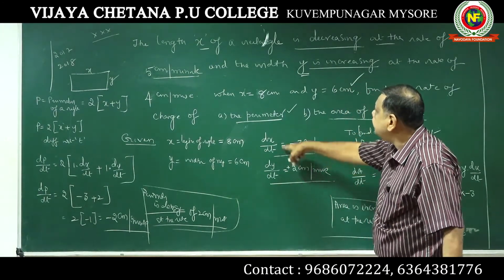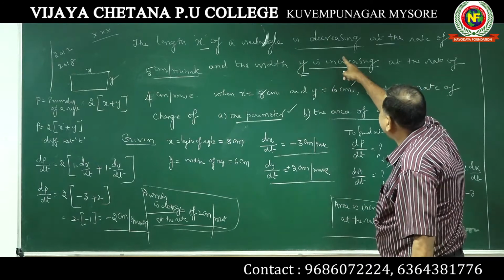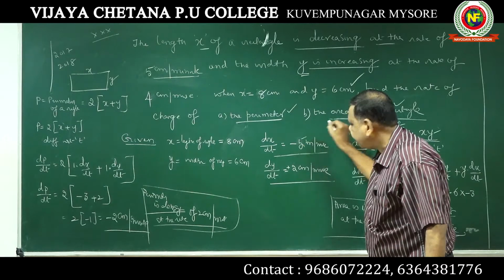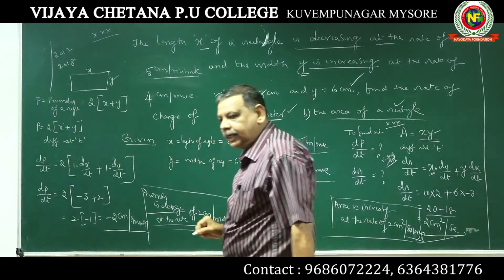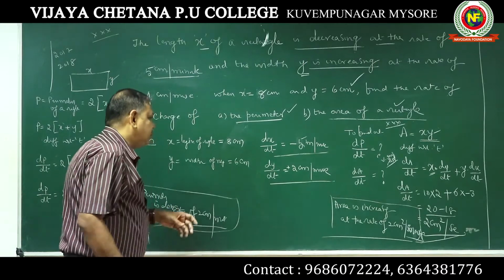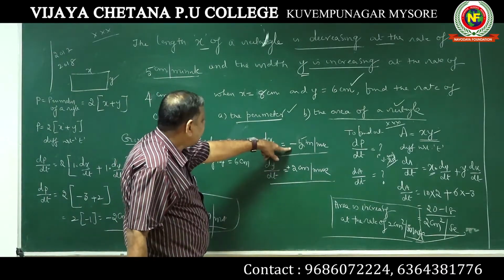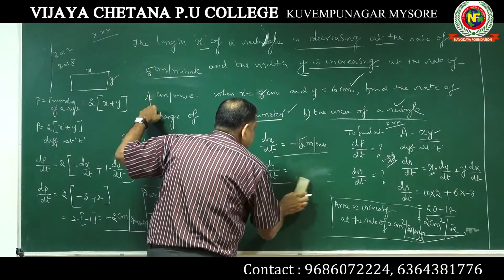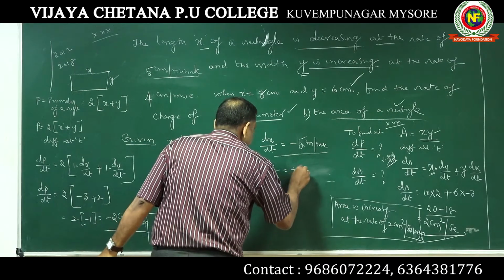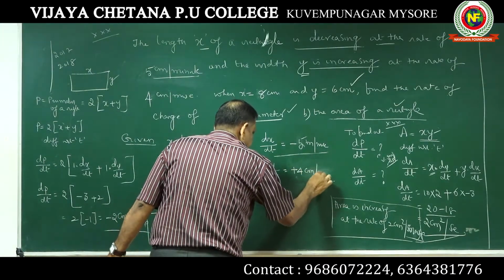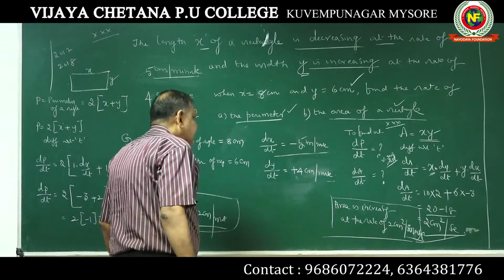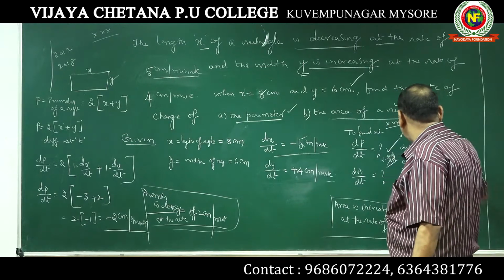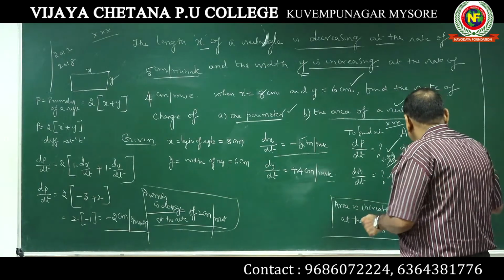Here it changes dx by dt. The length x of a rectangle decreasing at the rate of 5 centimeter, instead of 3 it is 5, minus. dx by dt, I suppose you have understood, dx by dt is minus 5 centimeter and the width y is increasing at the rate of 4 centimeter. It is plus 4 centimeter. And he is asking to find out what is the rate of change of perimeter, dp by dt is to, da by dt is to.